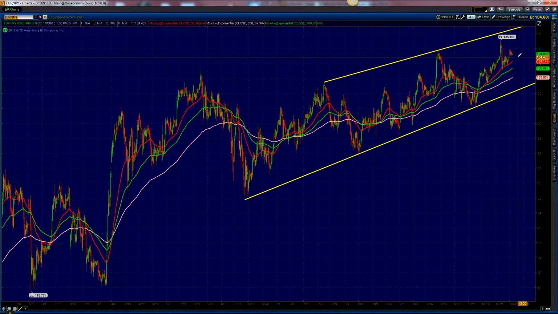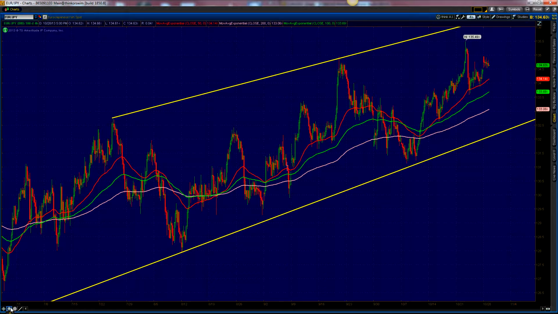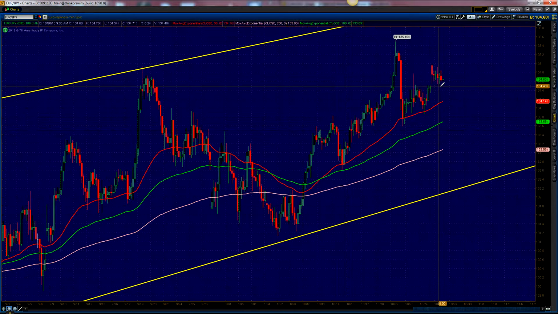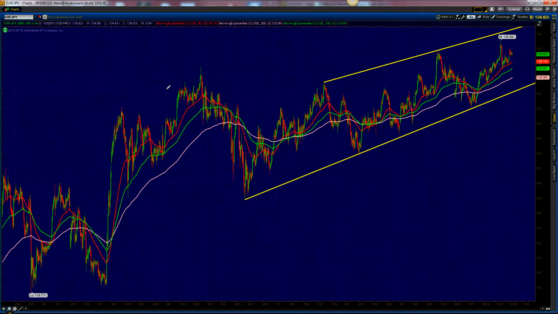I think it's still open. Yeah, so open gap at about 134.46. All right, so if we do manage to get down there, we may find some bids there. All right, so that's what I'm looking at for the next couple days, mostly tomorrow.